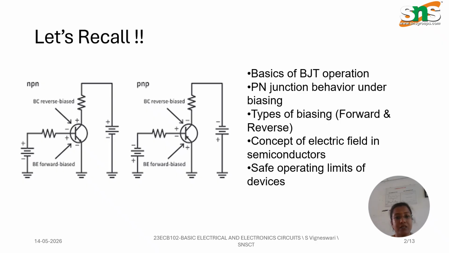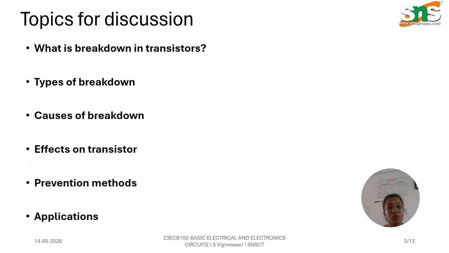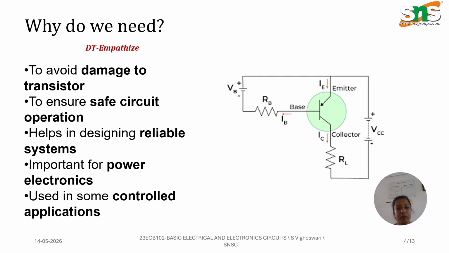Every transistor has a safe operating limit, and if the device operates beyond the limit, excessive current and heat may damage the transistor. So today's topic of discussion: first we'll look at the transistor breakdown, types of breakdown, causes, effects, prevention, and then applications of breakdown phenomena.